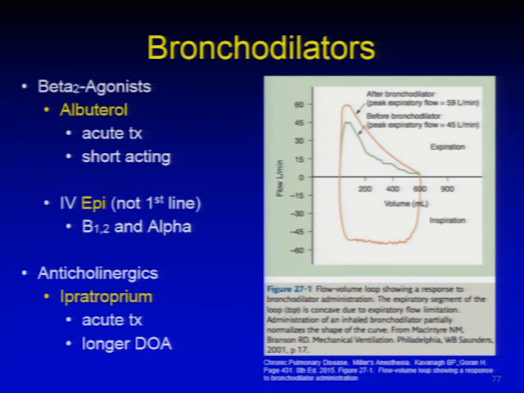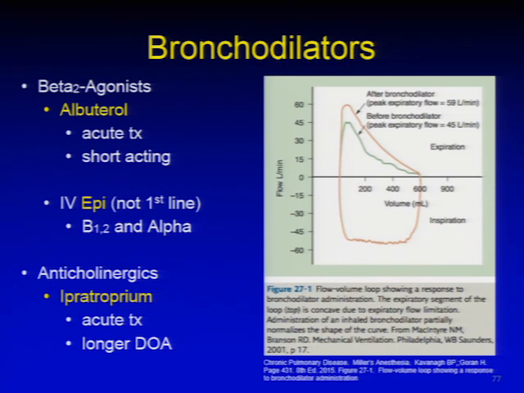Intravenous epinephrine is beta-1, beta-2, and alpha, and is not the first line for bronchospasm, but it will work at doses of 0.25 to 1 mics per minute IV. Certainly not the first line. Ipratropium is the typical anticholinergic used for acute treatment and has a longer half-life, 4 to 6 hours, than does albuterol. Tachycardia is also its limiting effect.